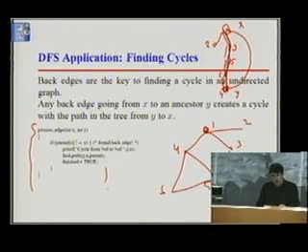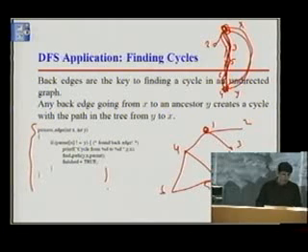By backing up from here, I can back up by the parent pointer to go back and figure out what is the path from here to there. That plus this new back edge, the moment I can detect the back edge, means I have found a cycle in a graph. Any questions about that?